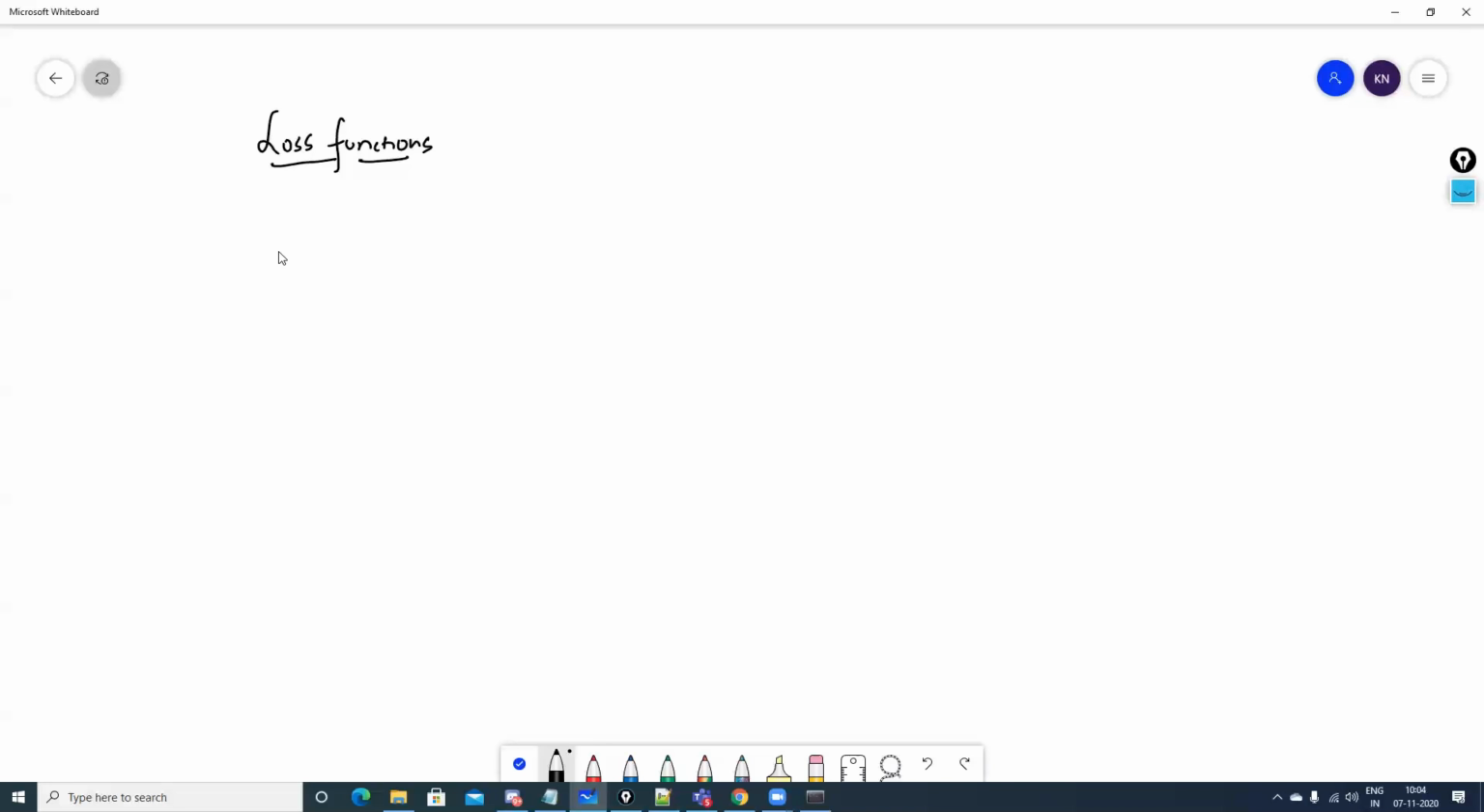And if you don't know about loss function, suppose this is my neural network. Suppose this is my input layer, right? This is my hidden layer.